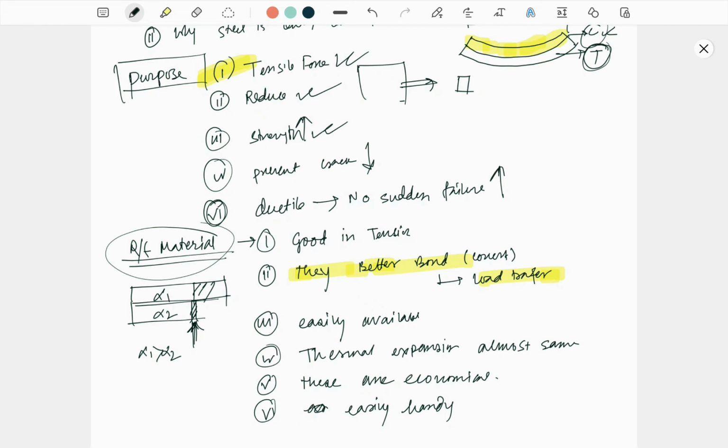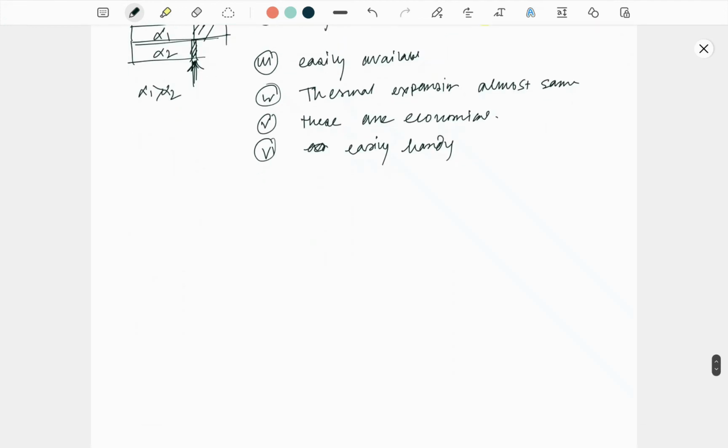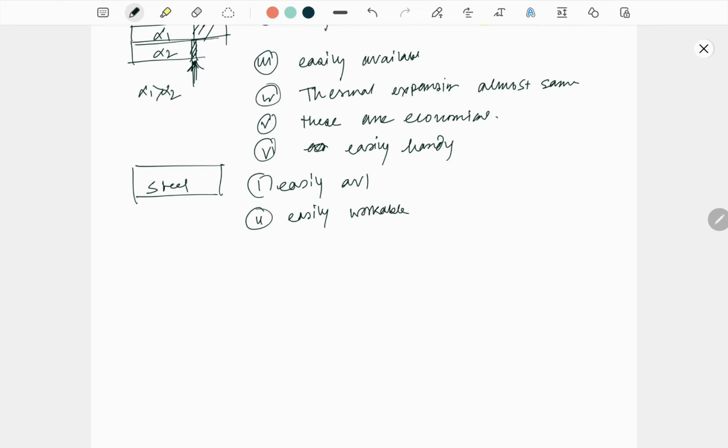So now this is clear why we need reinforced material and what the purpose is in the search for the reinforced material. Now we talk about why we choose steel. First, a few basic points: easily available, easily workable, again economical. These are a few basic points.